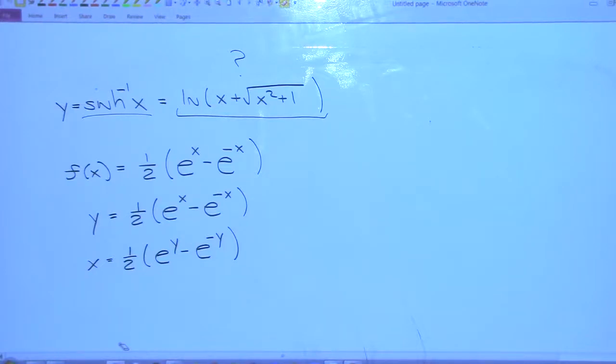Property of an inverse. So if I start out with an x and I send it through sine and then send that answer back through its inverse, it's going to come out unchanged.